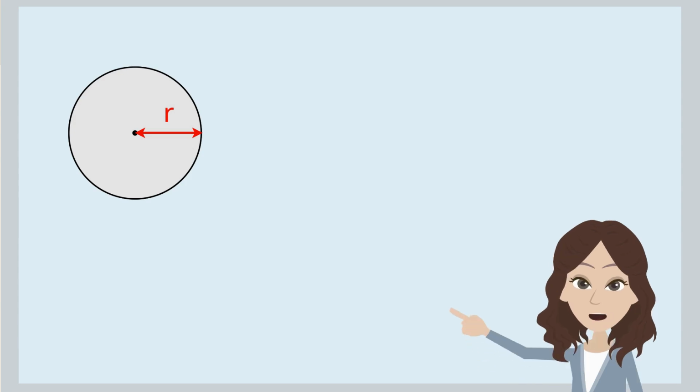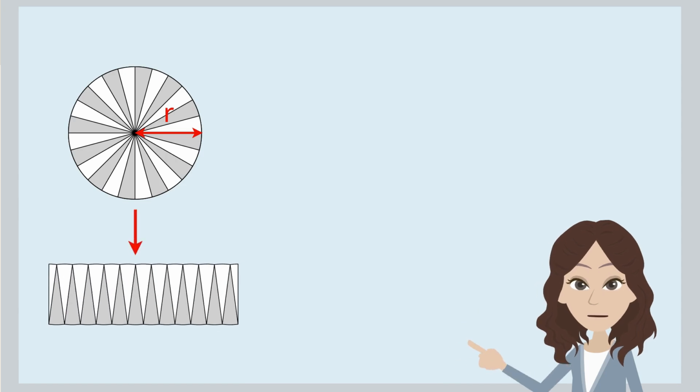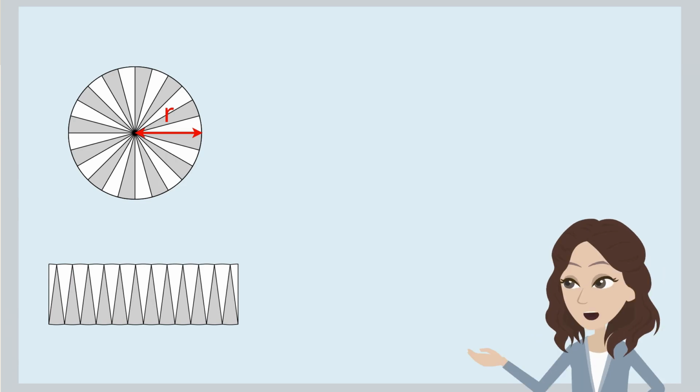First, we can cut the circle into many small parts like this. Then, the parts can be rearranged to form the shape as shown. What shape does it look like? It looks like a rectangle.